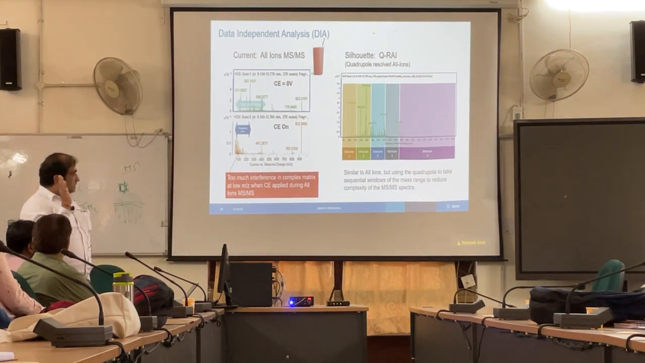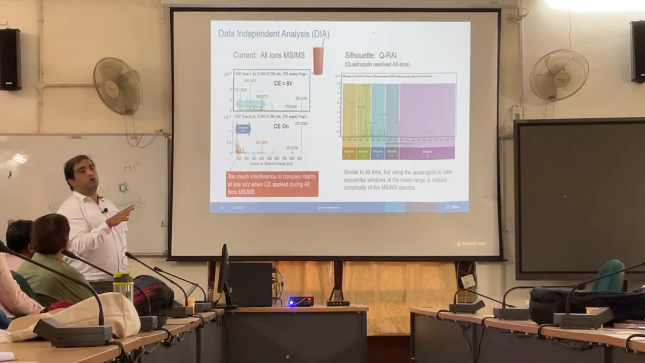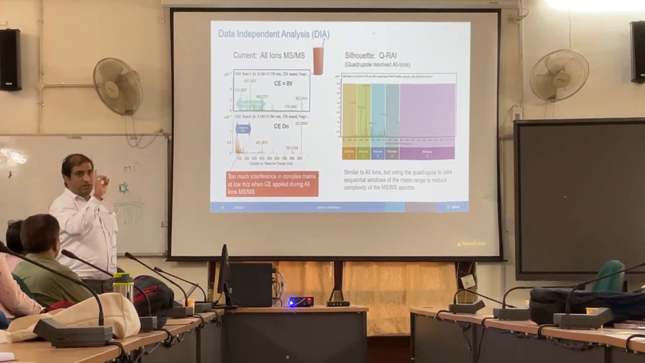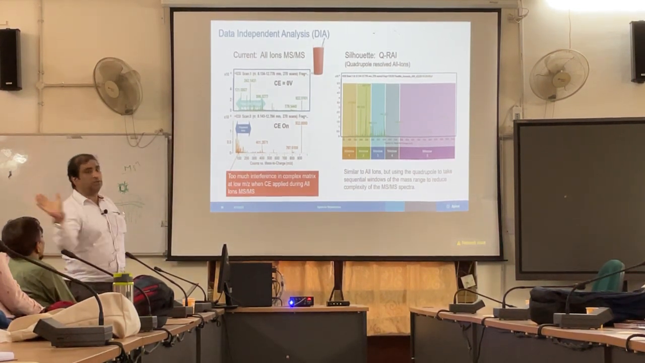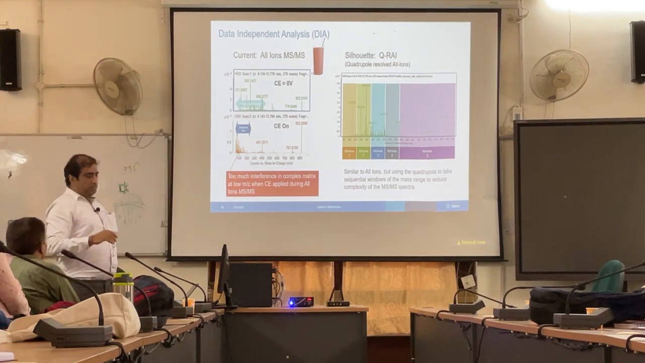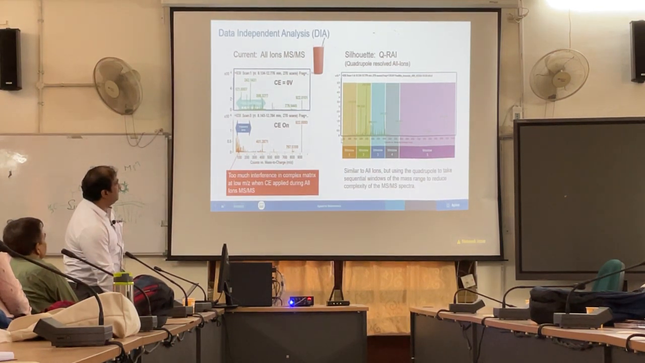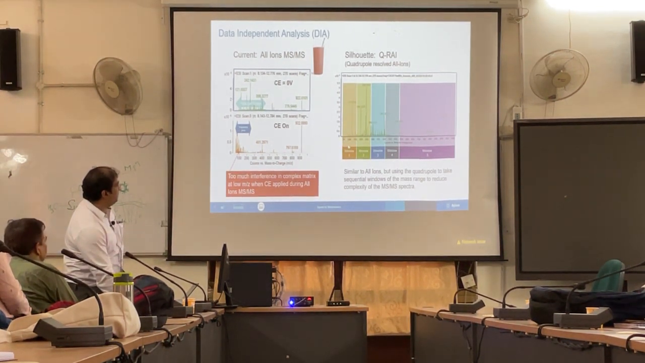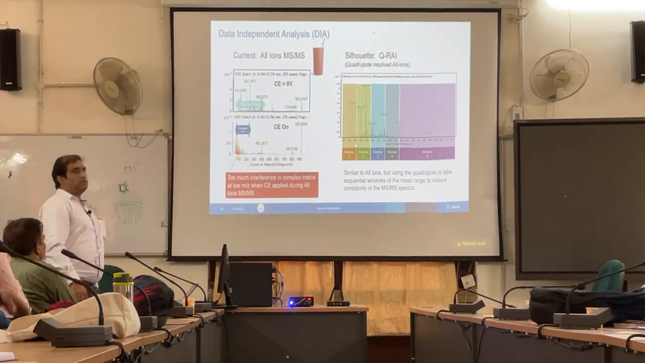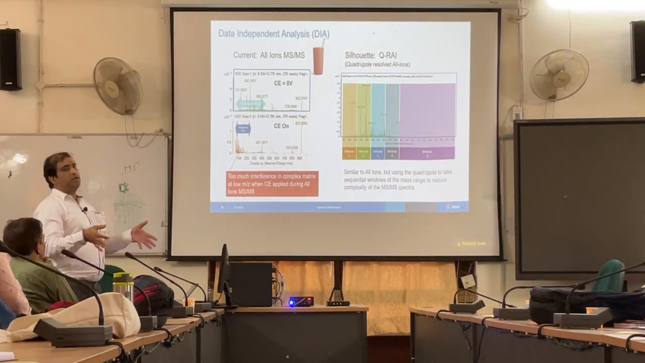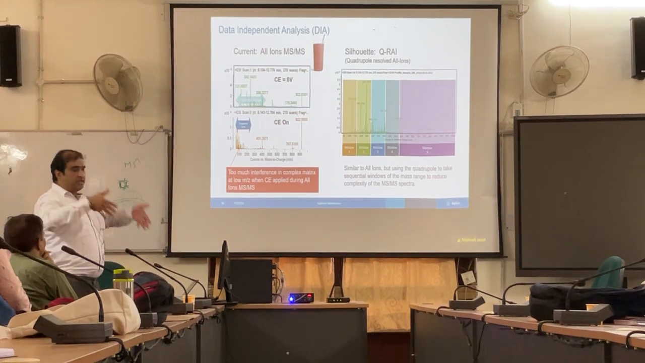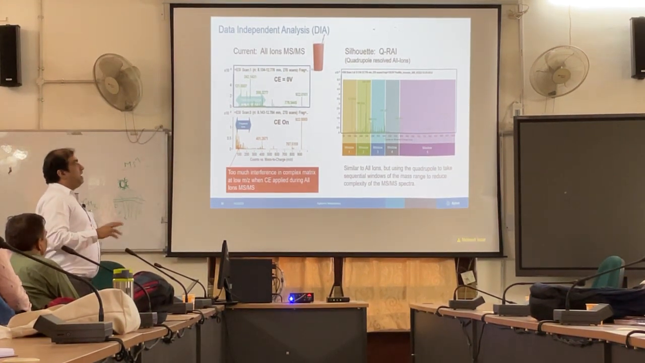So for that reason, in the instrument, we tell the quadrupole not to fragment one peak at a time, but fragment all the peaks which are coming at a time. So here if you see, it is fragmenting everything from 50 to 150. And this is what we call data independent acquisition. It will take a range of masses and fragment all of them.